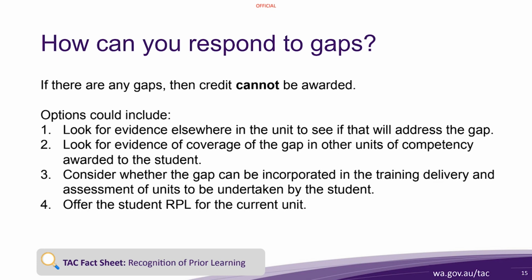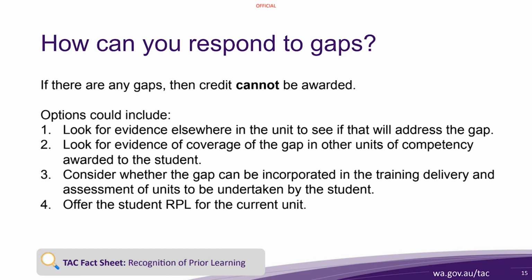You might even look for evidence of coverage of the gap in other units of competency that have been awarded to the student. So, for example, in the case that we were just talking about, they may have well done a unit of competency relating to safe work practices, emergency procedures, and reporting and managing hazards, which were some of the gaps. They may have even done another unit relating to communicating in the workplace. It may well be that that individual has achieved the qualities that have been required by the new unit of competency, but in a different way.